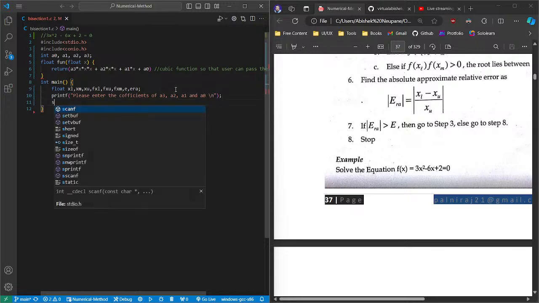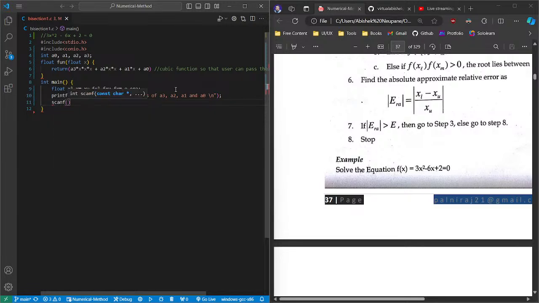After that we need to scanf. The user will input four values. The user will input one, two, three, four values, separated by commas. What will this one be? So let's take this as a1. Okay, a3. I will just copy and paste, it will make it easier.